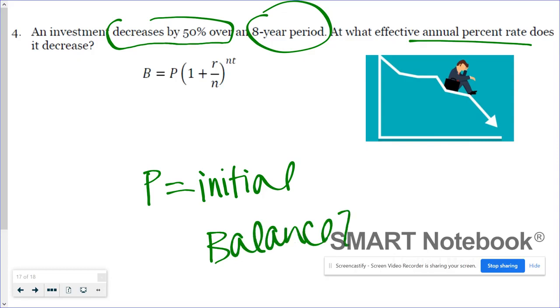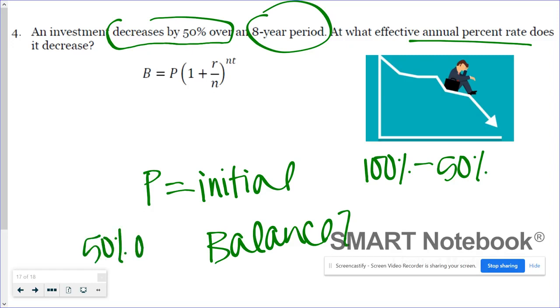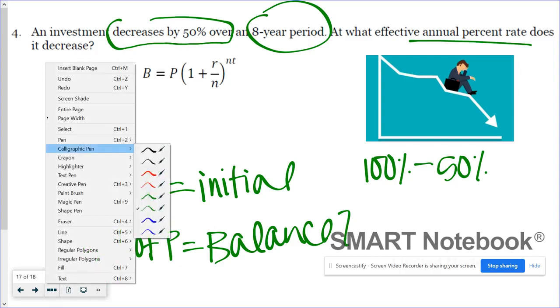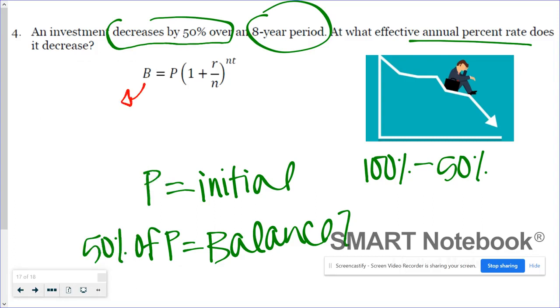So I'm taking 100% of my original investment and I'm subtracting 50% because it decreased by that. So that means my balance is going to be 50% of my original investment. So that can be represented by 0.50 times P, because P was my initial investment.